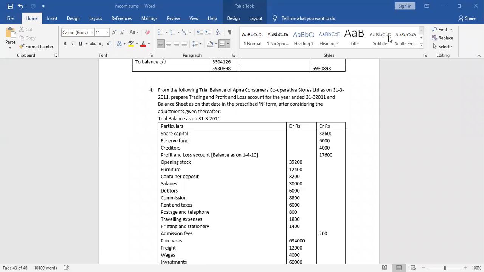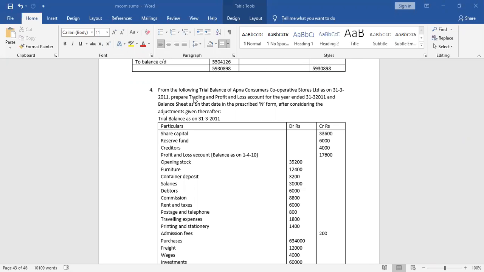From the following trial balance, we will be doing this sum today. From the following trial balance of Apna Co-op Consumer Cooperative Stores, this is the final accounts of Consumer Cooperative Stores Limited as on 31/3/2011, prepared trading and profit and loss account.